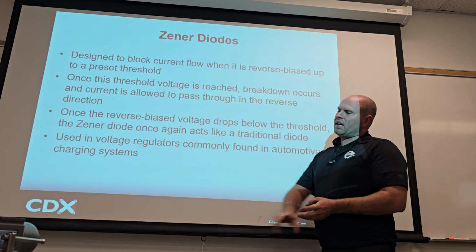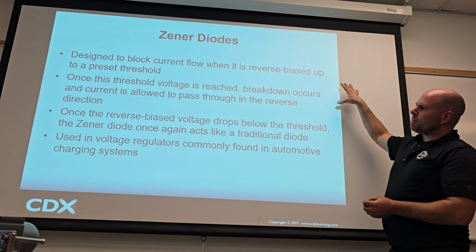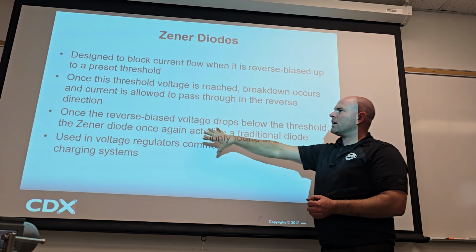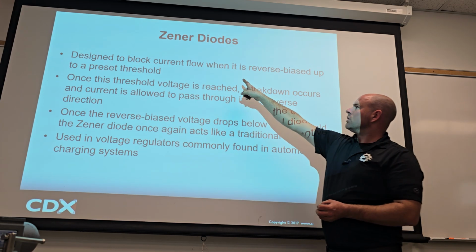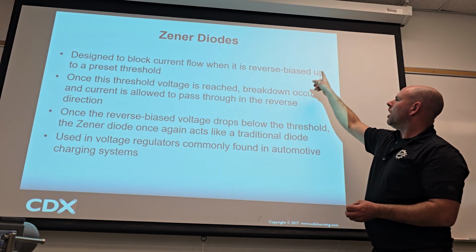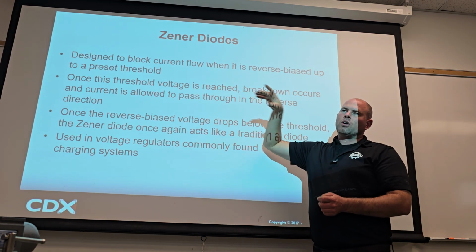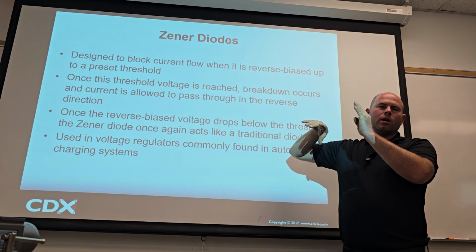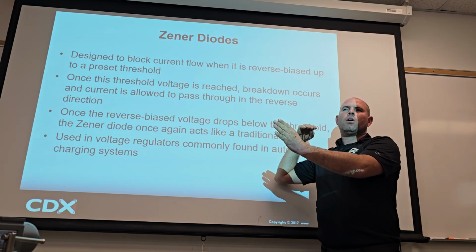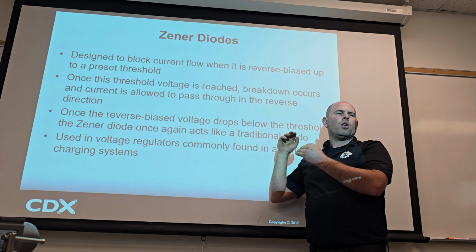Cool. And Zener diodes, again, I think we're probably pretty good without going super into detail. Just remember, it blocks current flow when it's reverse biased up to a preset threshold. So if they want to regulate something, they'll come up with a threshold, and only voltage higher than that will pass through.